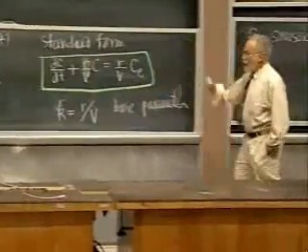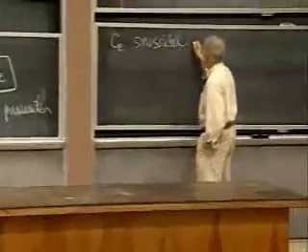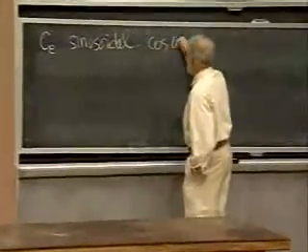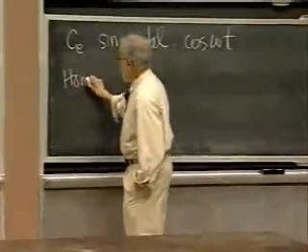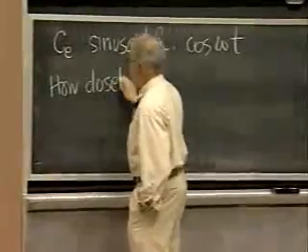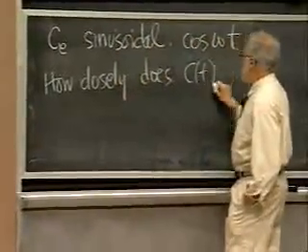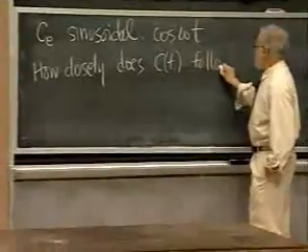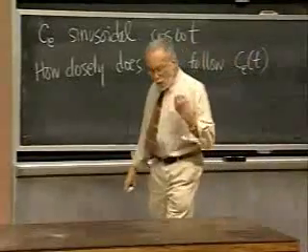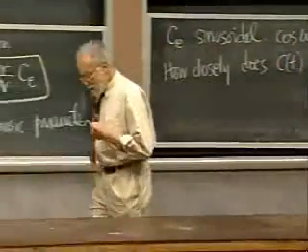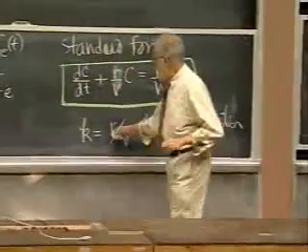And then we would be asking, so suppose this varies sinusoidally, in other words, is like cosine omega t. I'm asking how closely does the concentration in the tank follow C sub E? Now, what would that depend upon? Think about it. Well, the answer, suppose K is large.